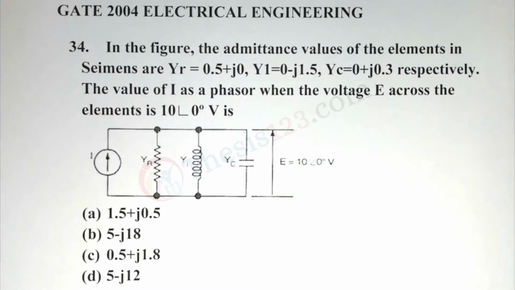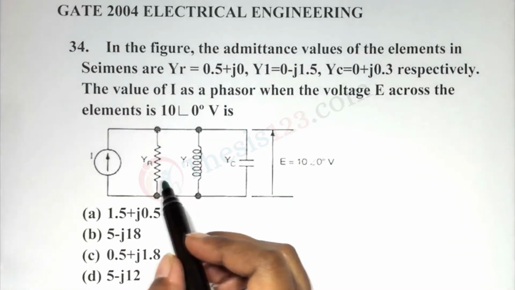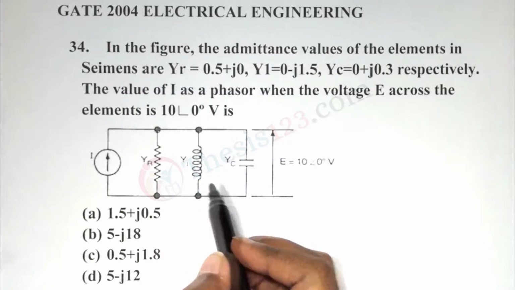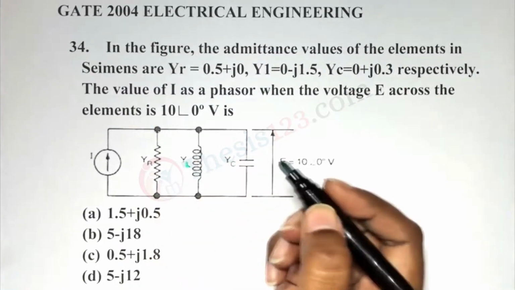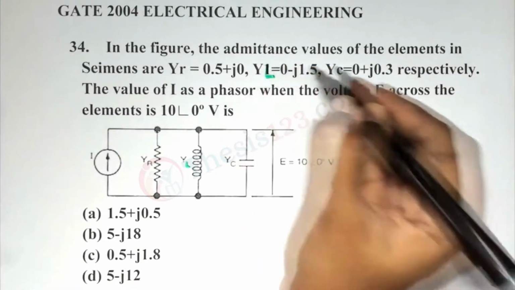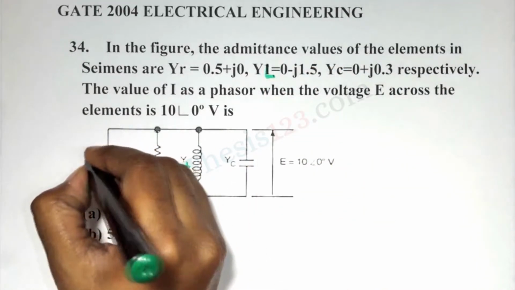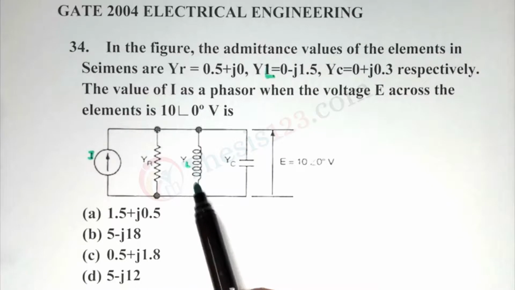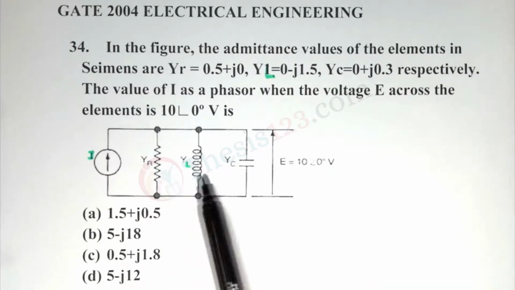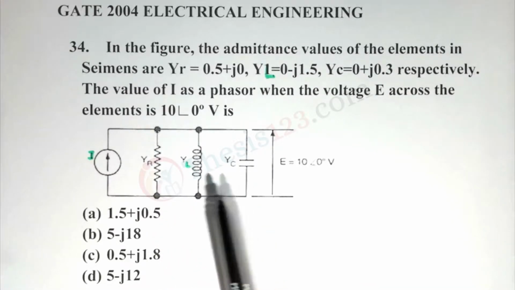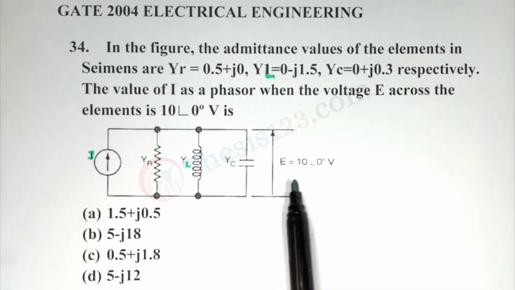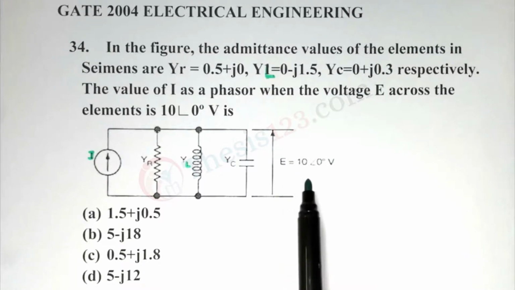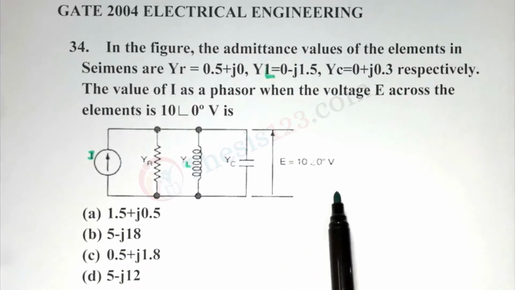Okay, so here we have our three elements: resistor, inductor and capacitor. I believe this is an L, YL. And here we have I. Okay, so YR, YL and YC have been given to us. The three elements are connected in parallel. We also have our voltage E given as 10 angle 0.